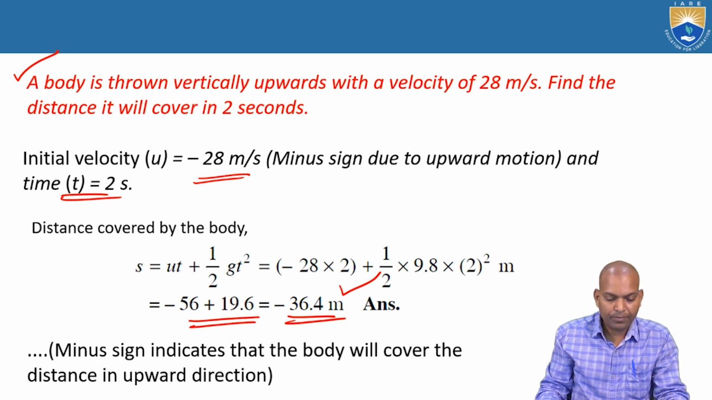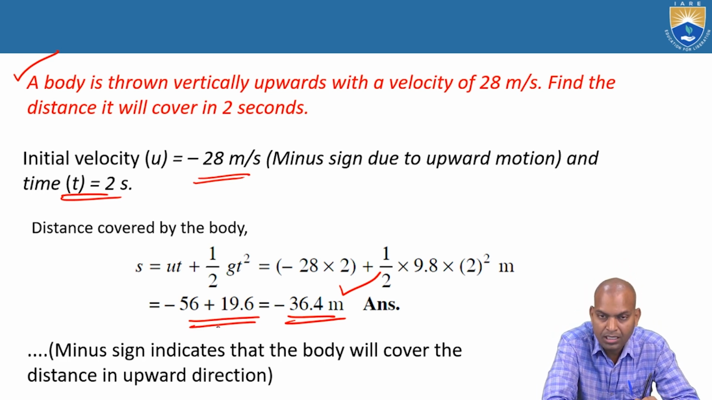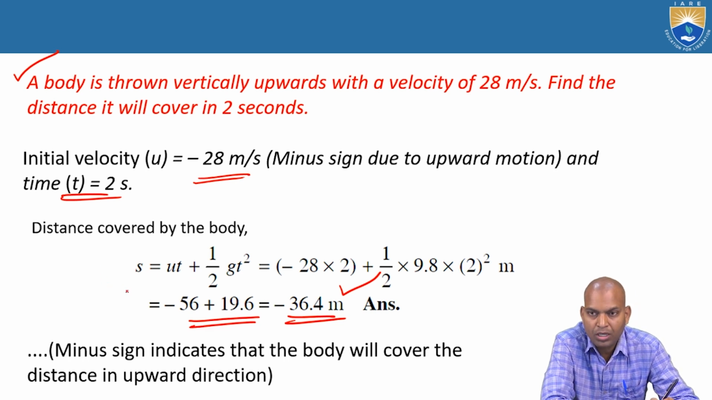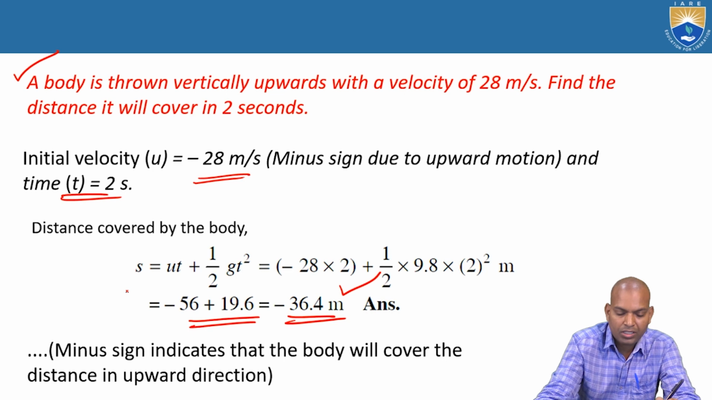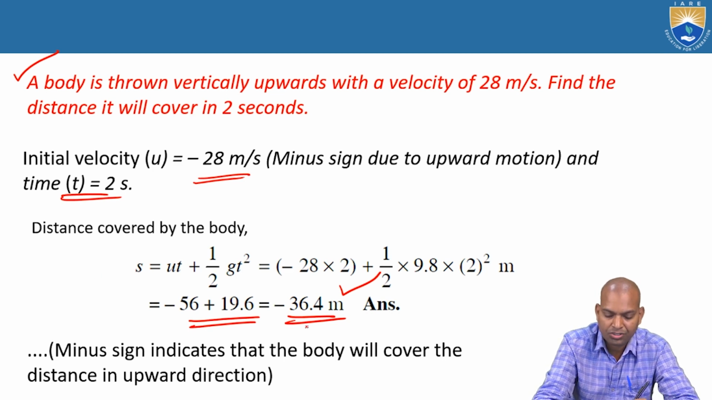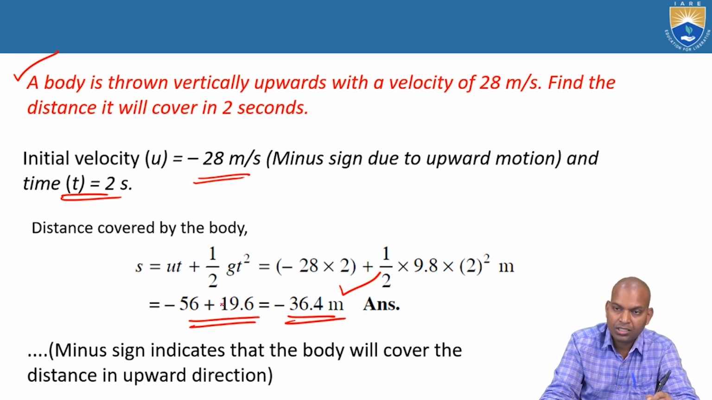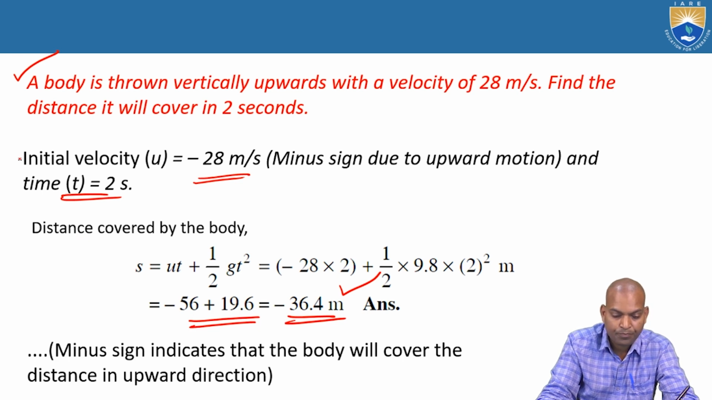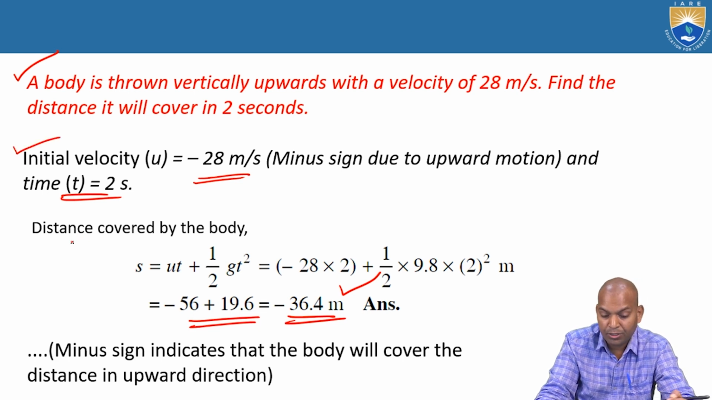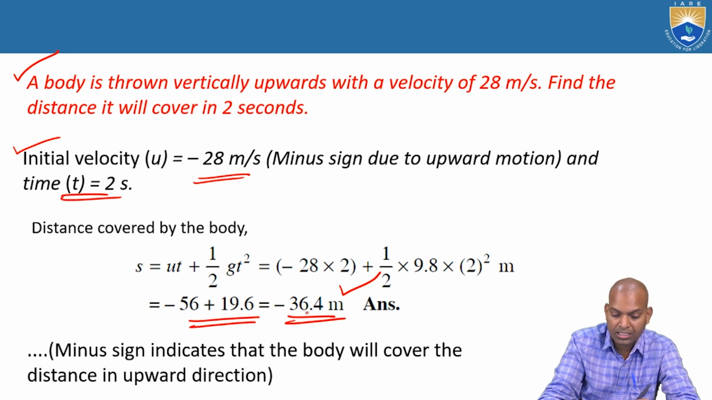Now the distance covered by the body here is 36.4. What does the negative sign indicate? It indicates the body covers the distance in the upward direction. It is going in the upward direction, that's why there is a negative sign. That's why it is negative 36.4 meters. So if you throw at 28 meters per second, in 2 seconds it travels 36.4 meters.